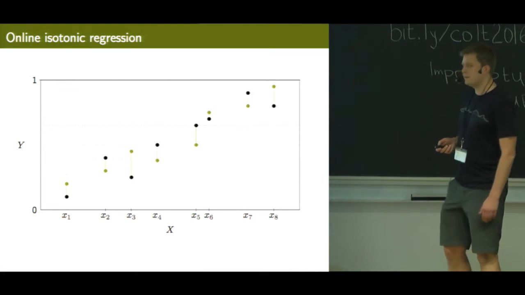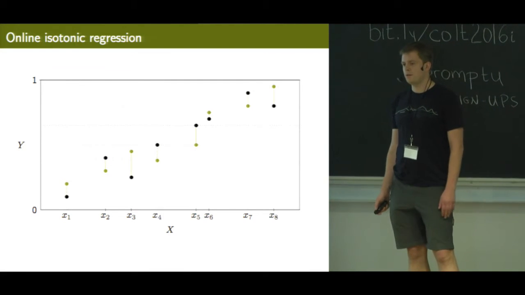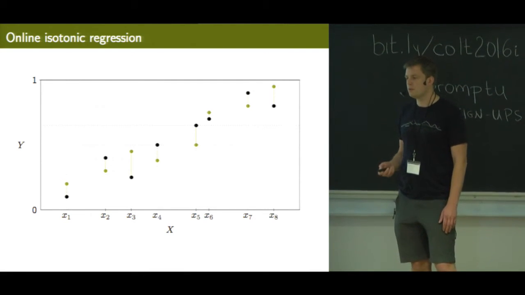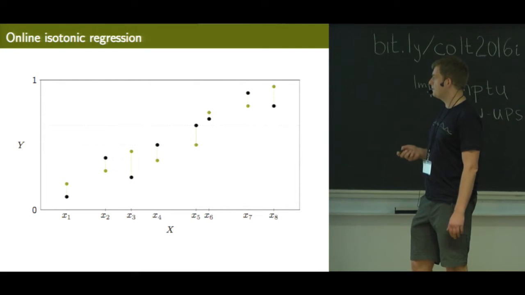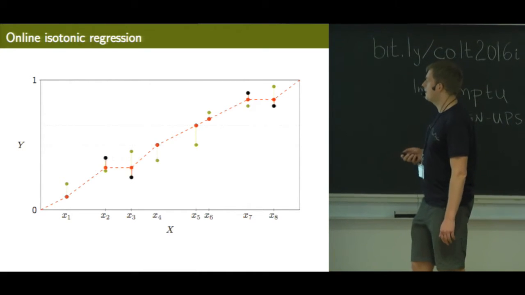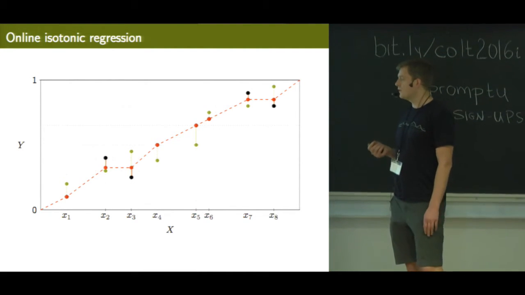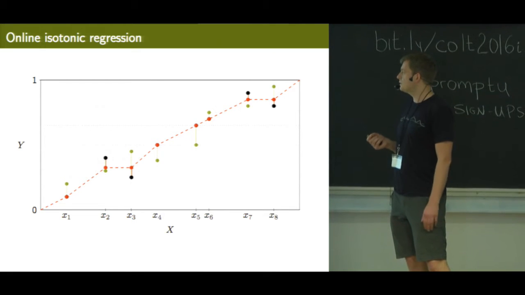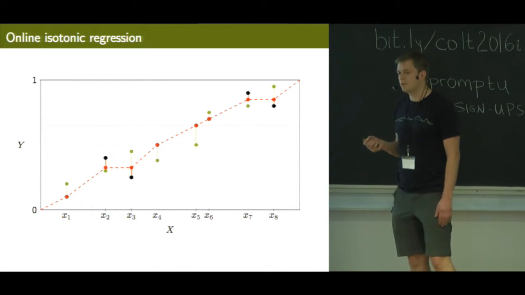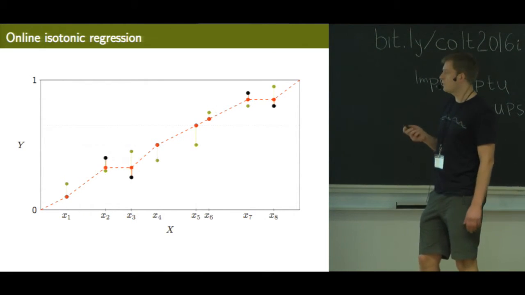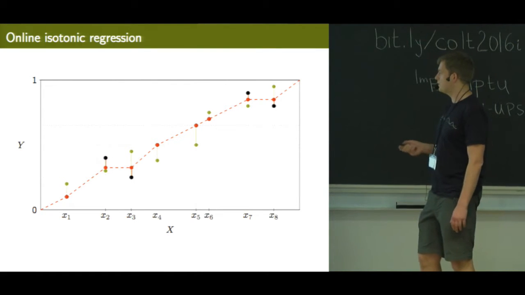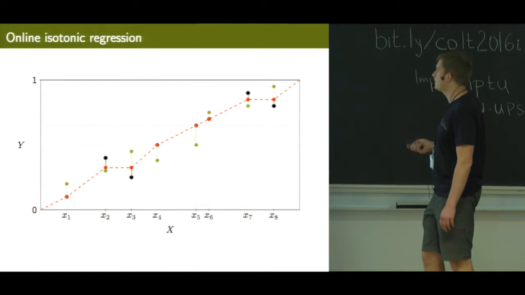And at the end, the learner is evaluated by means of the total squared loss and is compared against the best monotonic function in hindsight, so the best function with monotonic labeling. We'll call this function isotonic because it preserves order with respect to the x values.